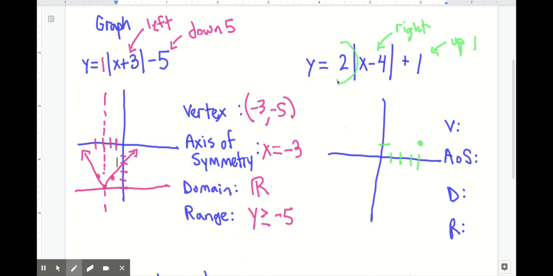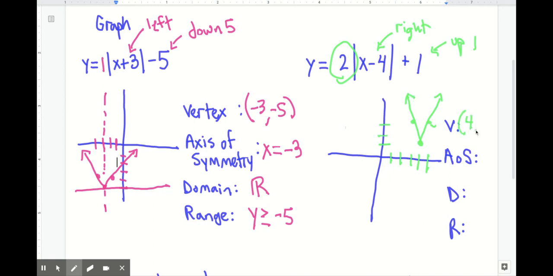This time I have a positive 2 that I'm multiplying by for my slope. So my rays are going to go up 2 over 1. I'm going to get a skinnier, narrower looking absolute value this time. Up 2 over 1 both ways. And then I'm going to go ahead and draw my picture. These are so fast and quick once you know your rules.